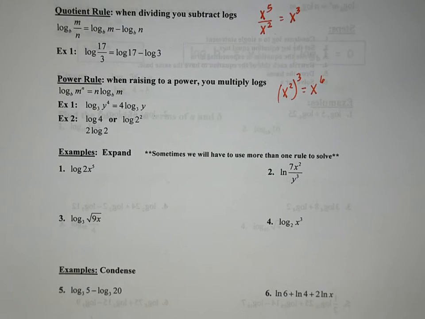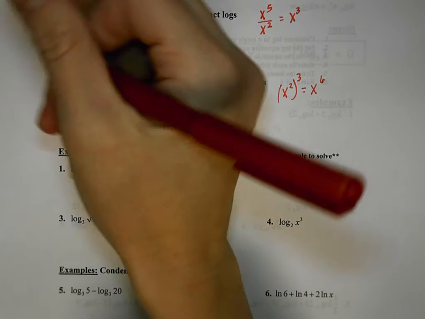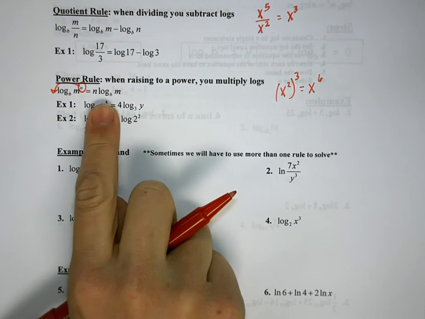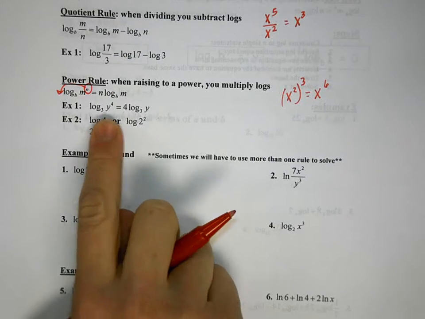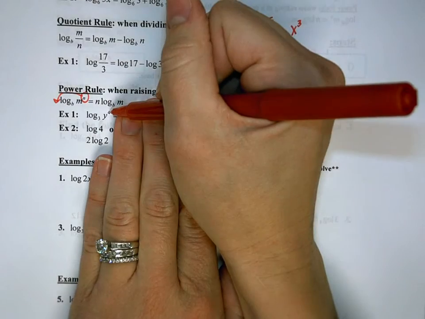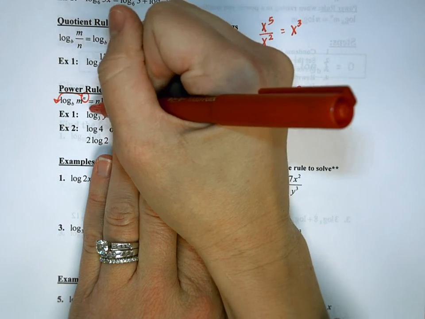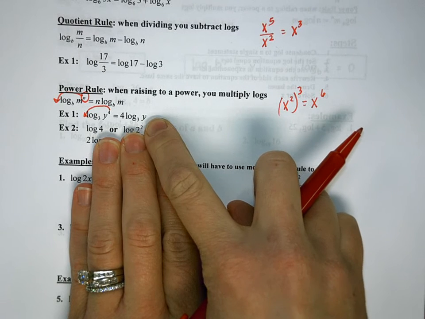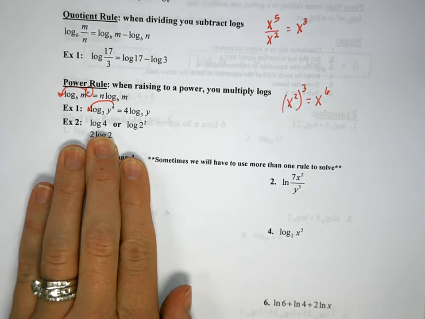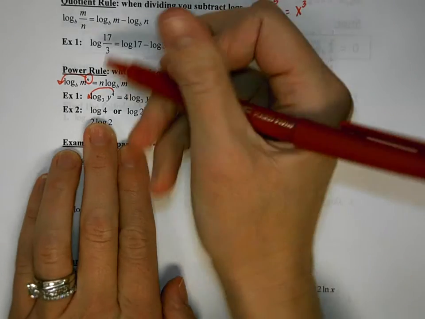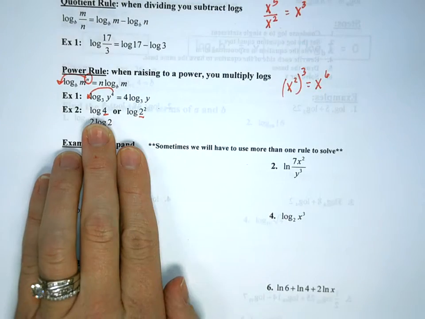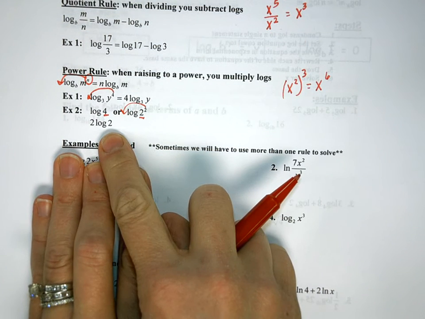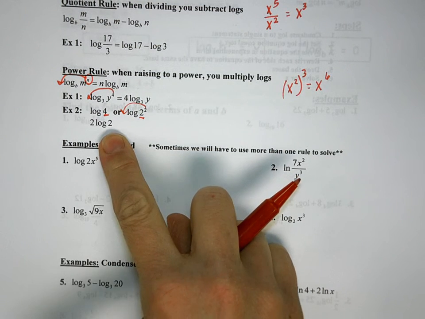This goes the same way with logs: whatever your exponent is, it gets brought in front and multiplies the log. See right here how this 4 is an exponent? The 4 will be brought down in front, and then it's 4 log base 3 of y. On this one, log 4 is the same thing as 2 squared, so this could be rewritten as 2 log 2, because 4 is the same thing as 2 squared.